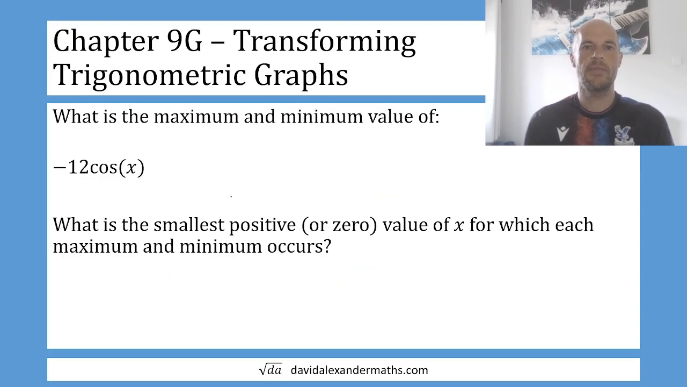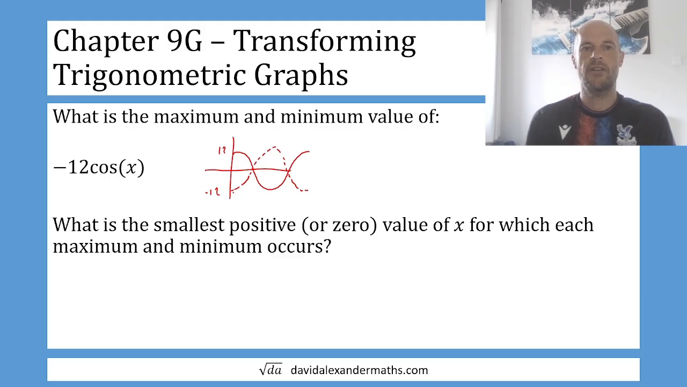What is the maximum and minimum value of minus 12 cos x? Okay, so the cos of x looks like this. So the negative cos of x, well, first of all, let's think about 12 cos x. It will be the same as cos of x, but instead of a maximum and minimum of 1 and negative 1, it's going to be 12 and negative 12. But if it's minus 12, then this is just going to be a reflection in the x-axis, because sometimes it's quite difficult reflecting them.